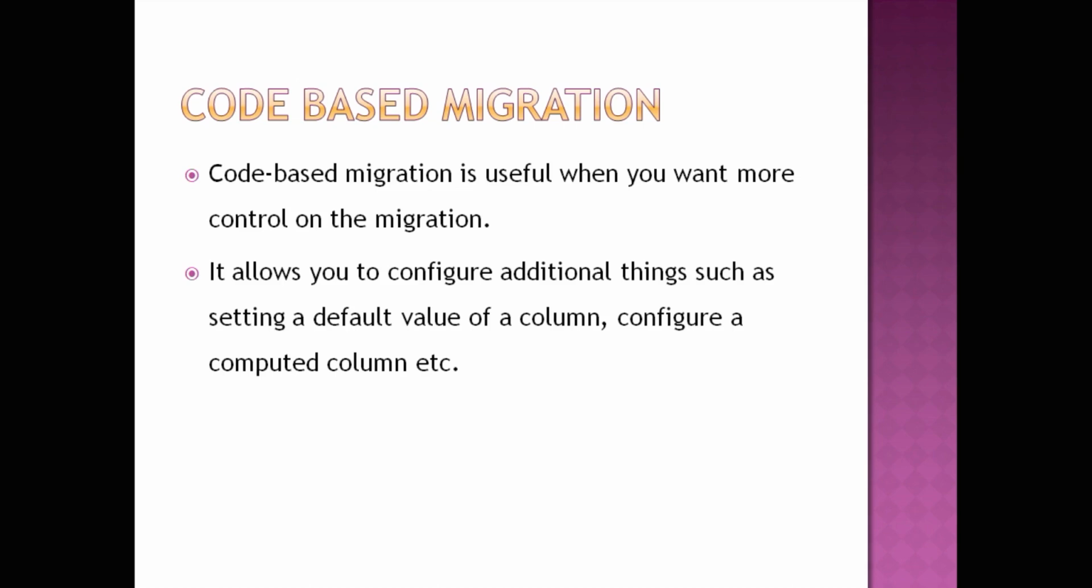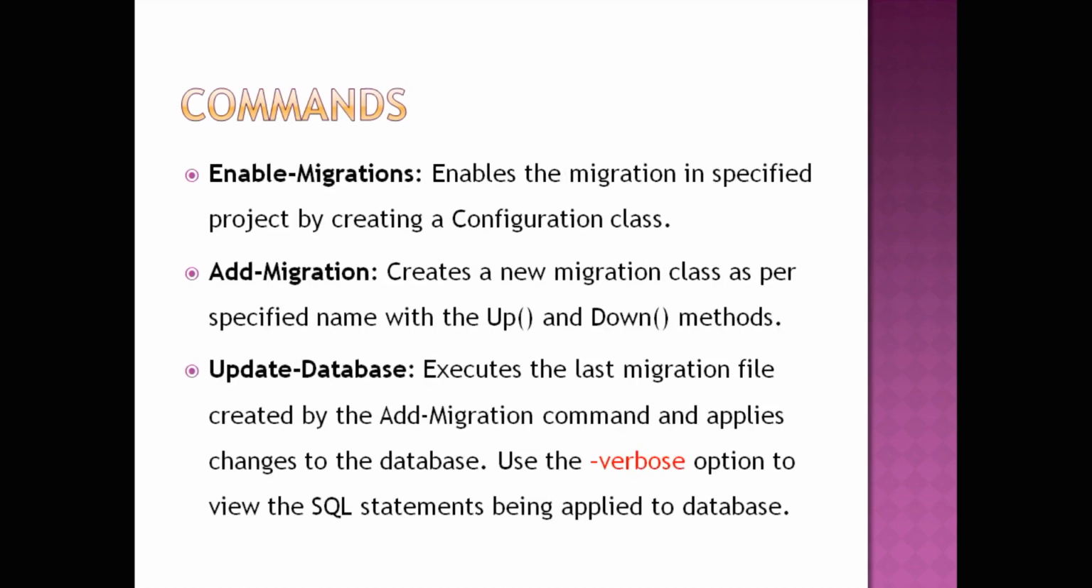Now let us see the commands used for code-based migration. These three commands are used in code-based migration. The first one is enable migrations, another one is add migration, and third one is update database. I think all of you are familiar with enable migrations. We already used this command in automated migration. You have to use exactly the same command but without an extra argument. In automated migration, we have to specify that extra argument to specify that we are using automatic migration.